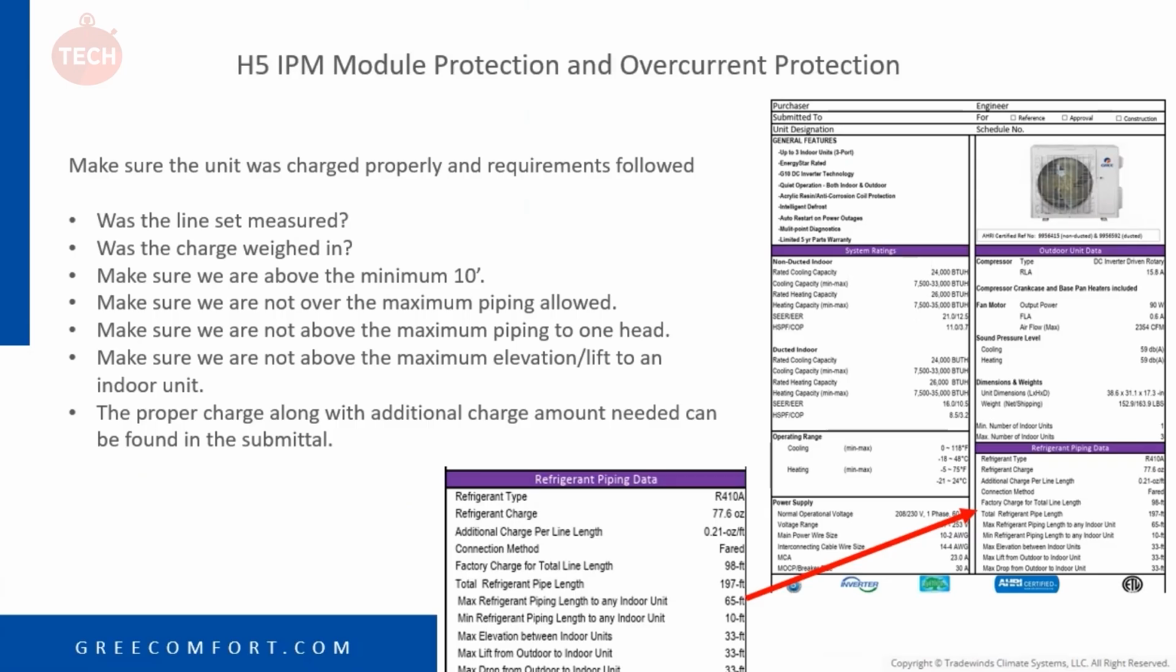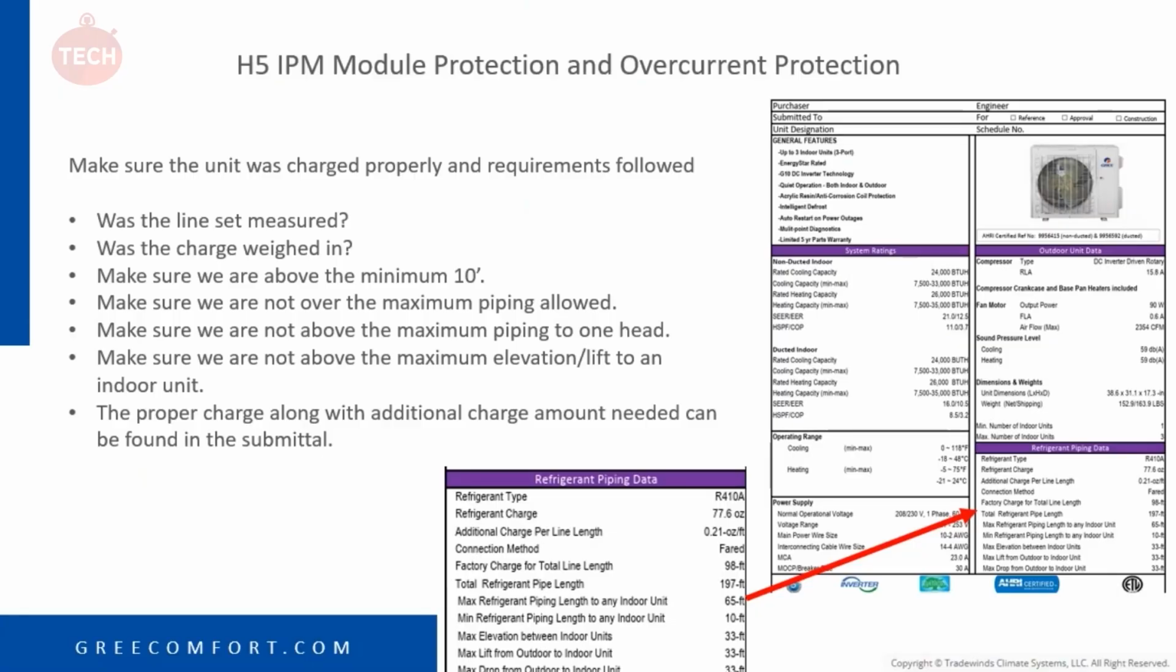It's going to give you a refrigerant type, refrigerant charge, and the amount charged per additional line length. In this example, it is 0.21. That's ounces per foot. So you measure your total piping and anything beyond the factory charge for total length, which for this unit is 98 foot. So anything beyond 98 foot, you'd add the 0.21. The total refrigerant pipe length, the maximum for this whole system, would be 197 foot.